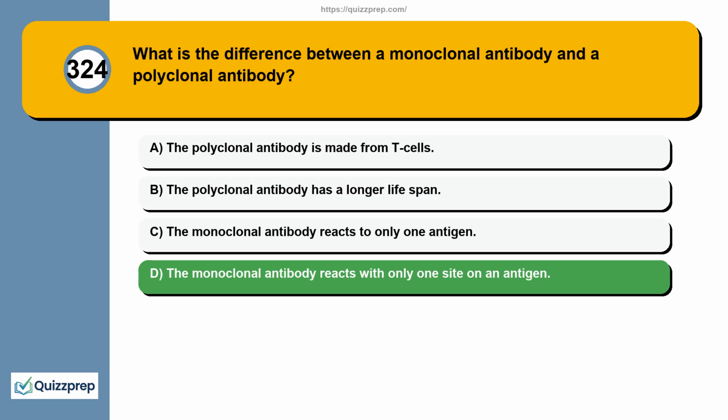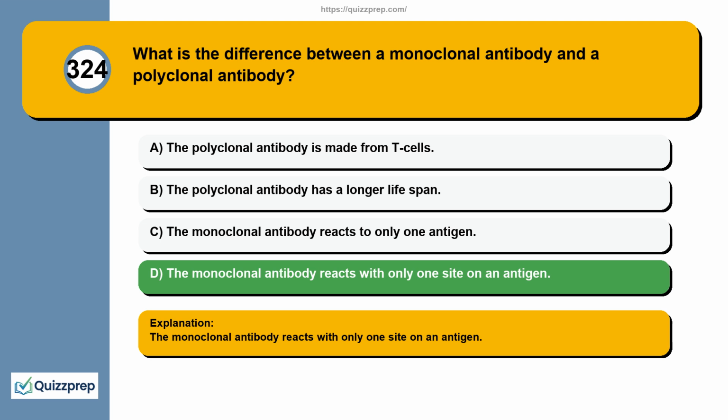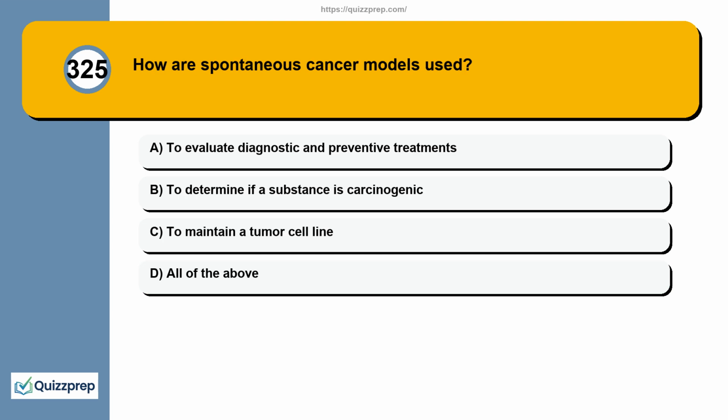The correct answer is option D. The monoclonal antibody reacts with only one site on an antigen. Question 325. How are spontaneous cancer models used? Option A. To evaluate diagnostic and preventive treatments. Option B. To determine if a substance is carcinogenic. Option C. To maintain a tumor cell line. Option D. All of the above.